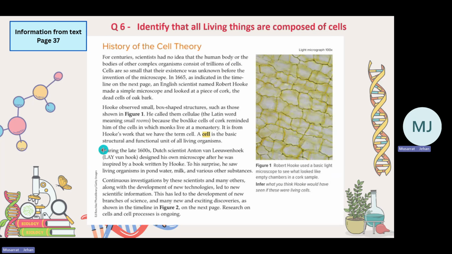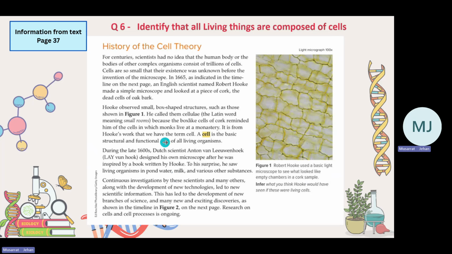Then, in the 1600s, there was another scientist whose name was Anton von Leeuwenhoek. Another name you need to remember. He designed his own microscope and he saw the cell again. But how was it different? He saw living organisms. He saw living cells. He saw living organisms in what? In pond water, in milk, and various other substances. So he saw the living cell.